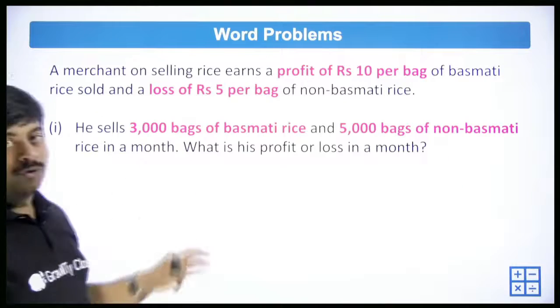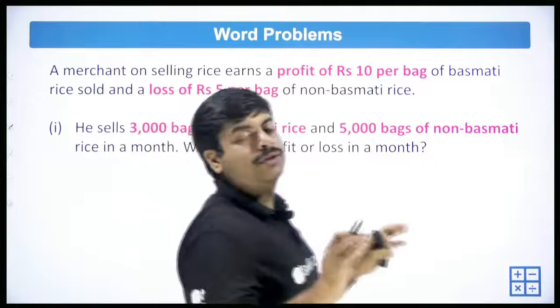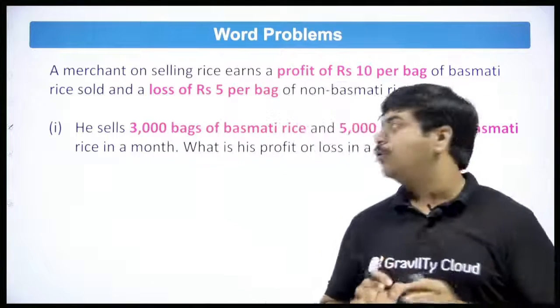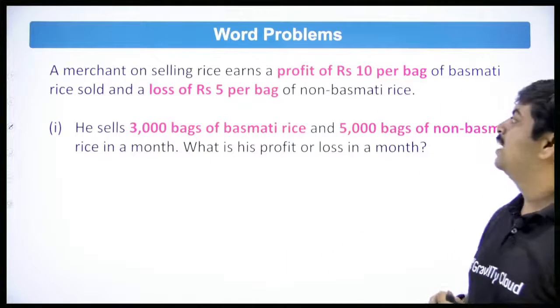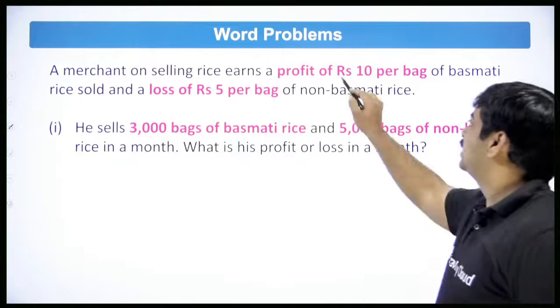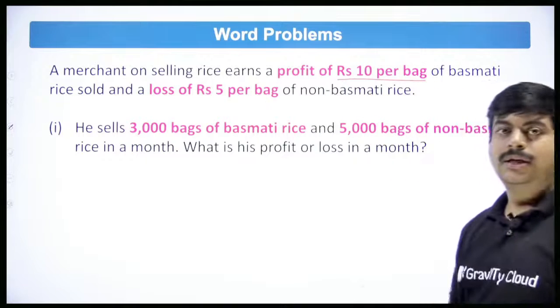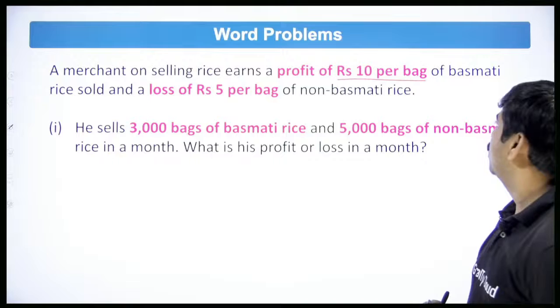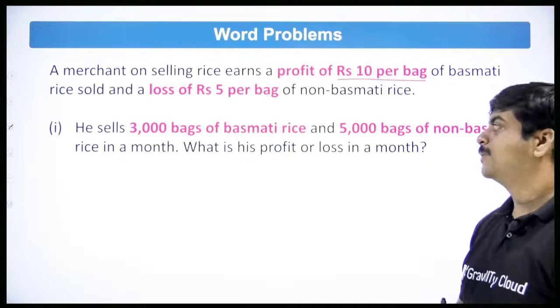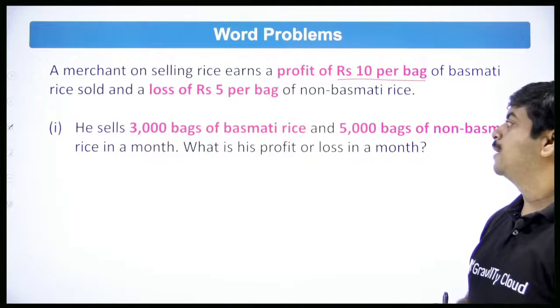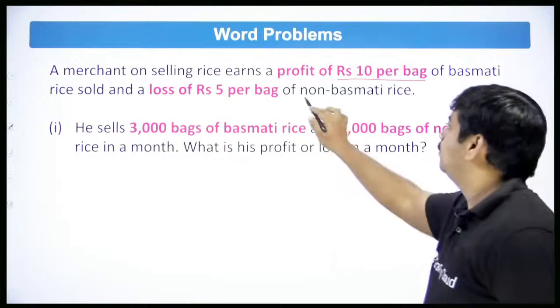So one more question which I'm not going to do now. I'm leaving this question for you, but just try to understand what this question is about. A merchant on selling rice earns a profit of rupees 10 per bag. Okay, he is earning rupees 10 per bag of basmati rice sold, and a loss of rupees 5 per bag of non-basmati rice.